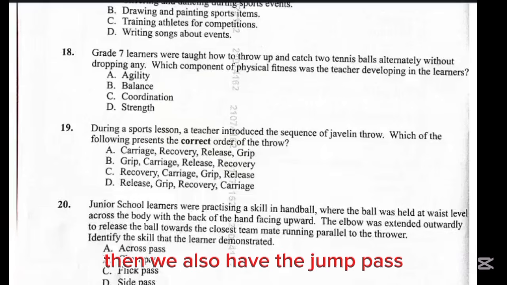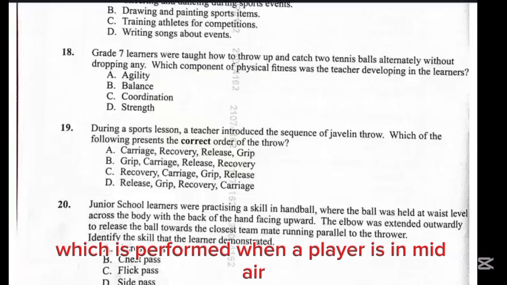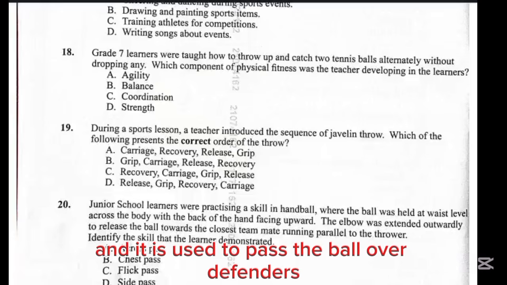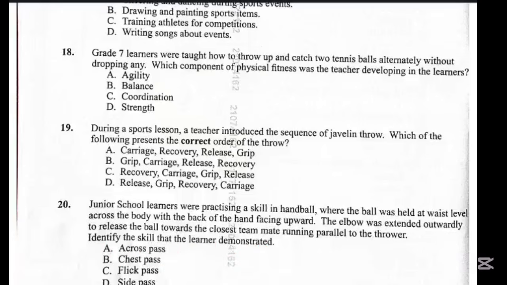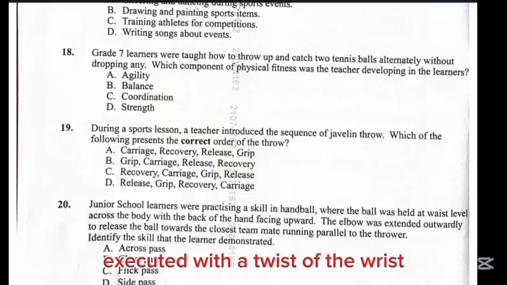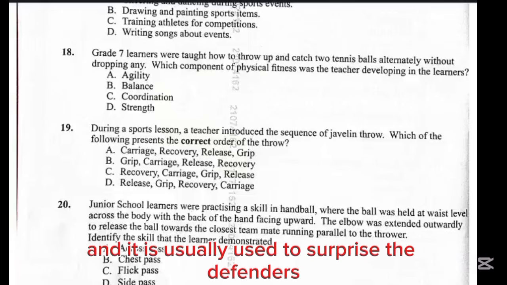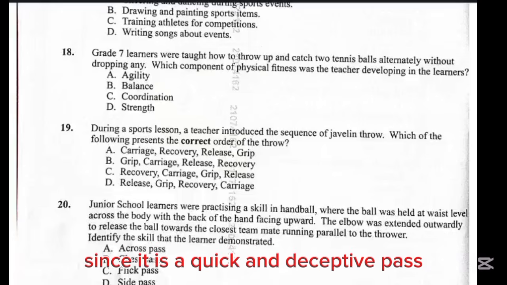Then we also have the jump pass, which is performed when a player is in mid-air, and it is used to pass the ball over defenders. And lastly, we have the flick pass, which is a short pass executed with a twist of the wrist, and it is usually used to surprise the defenders, since it is a quick and deceptive pass.